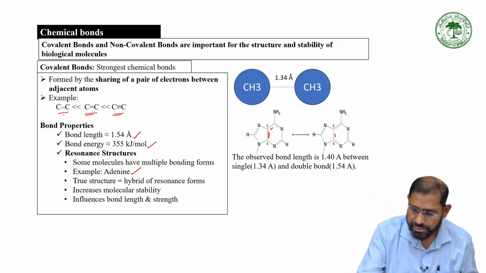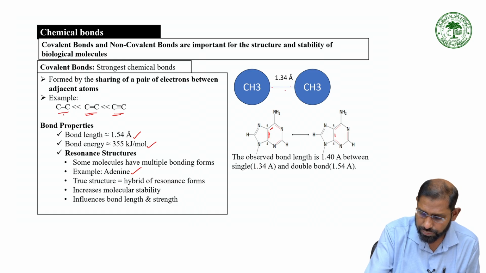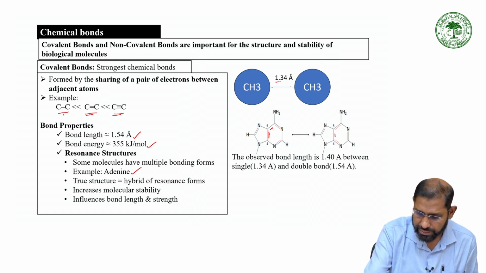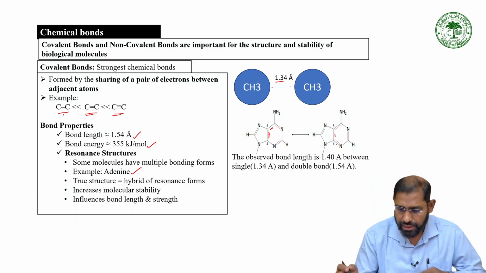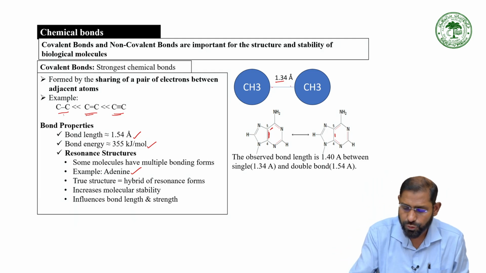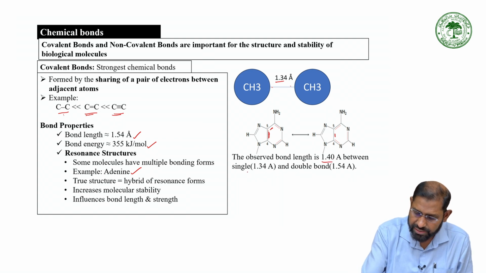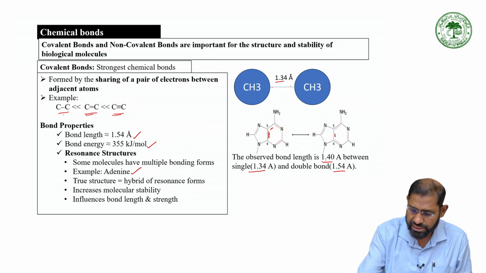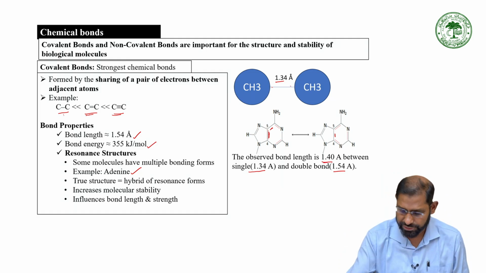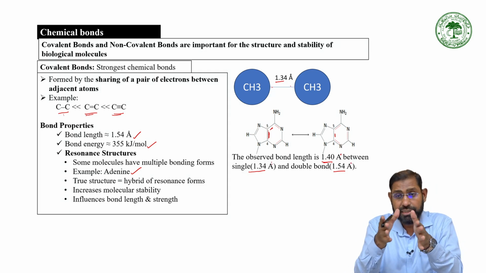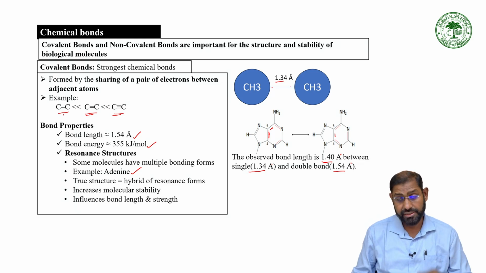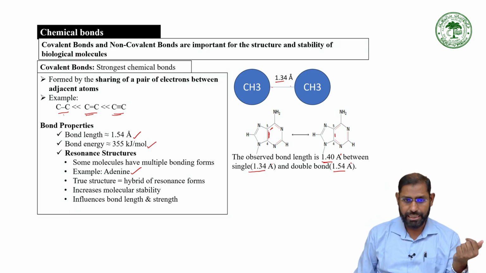That's why this is a single bond between two methyl groups, and its bond length is 1.34 angstrom, and the adenine bond length is 1.40, because this is between the single 1.34 and 1.54. That's why the bond length here is 1.4 angstrom, because it is a resonance structure. This is very important for the stability and for the influence of the resonance form.